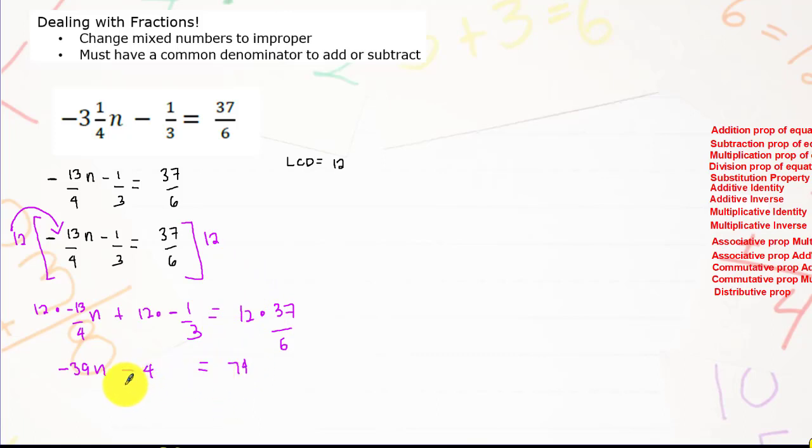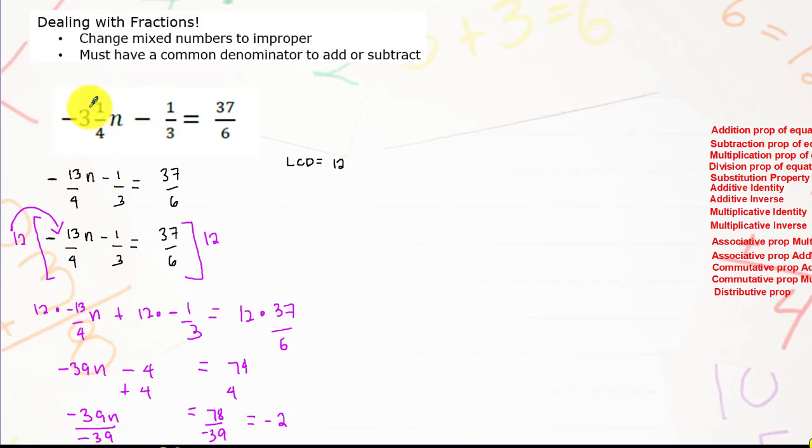And from here, we can add 4 to both sides. And we are going to get negative 39n equals 78. And then divide by negative 39 to both sides. And we are going to get n equals negative 2.